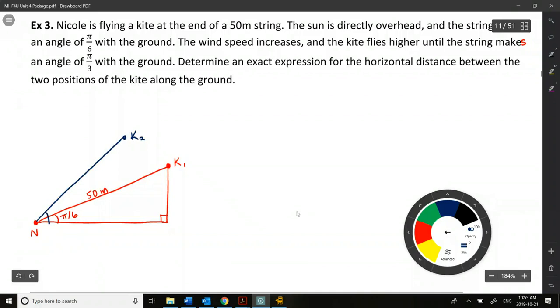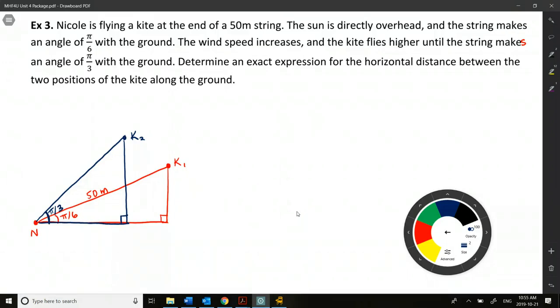Now we have an angle with the ground of pi over 3, and that's the entire angle here, so I'm marking that off as the full angle. And this kite is some height above the ground here, so I'm going to make another right angle triangle within this triangle. Has the length of the string changed? No, it's just moved. So this is also 50 meters. The kite string is still the same.